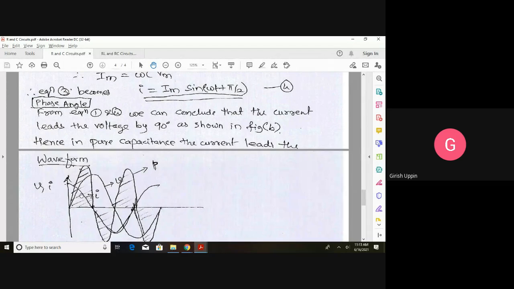If you see the waveform here, this is the representation of the voltage waveform, that is V is equal to Vm sin omega t, which starts from 0. Now in case of a pure capacitance, it leads the voltage by 90 degrees. So leads means when voltage is 0, the current is maximum, and when voltage is maximum, the current is 0. And similarly on the negative side, when voltage becomes 0 again, current will be maximum in the opposite direction, and it will become 0 when voltage is maximum in the negative direction.